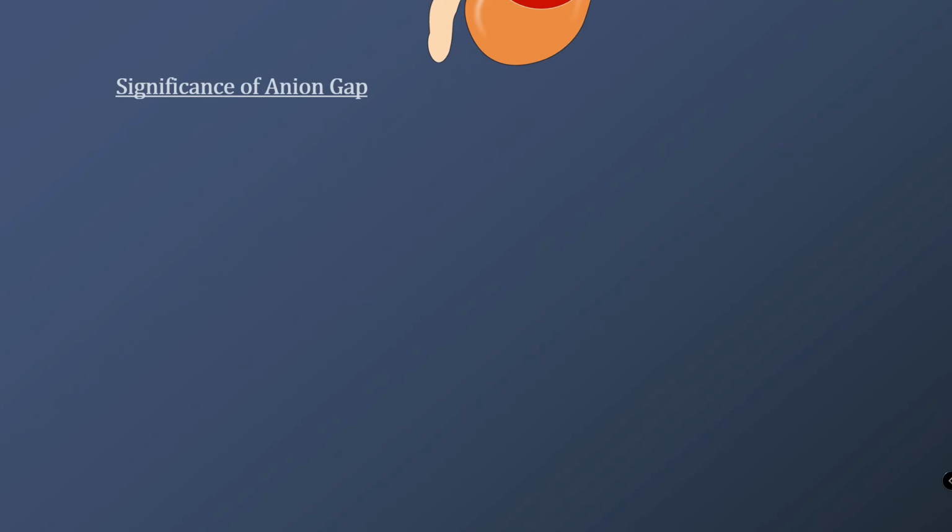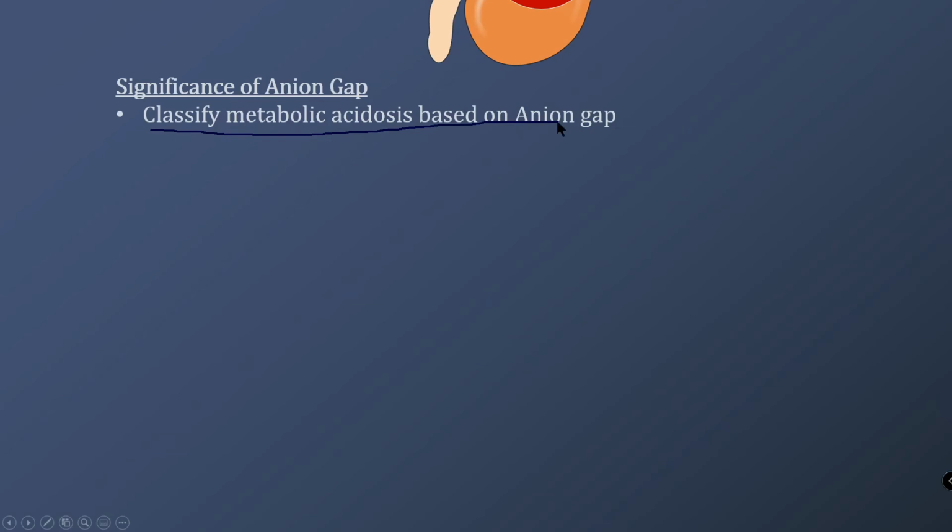What is the significance of anion gap? One that I have already mentioned is that it is used to classify metabolic acidosis. Based on anion gap, metabolic acidosis is of two types: increased anion gap metabolic acidosis and normal anion gap metabolic acidosis, right? What is the other significance? Quality control of lab results.